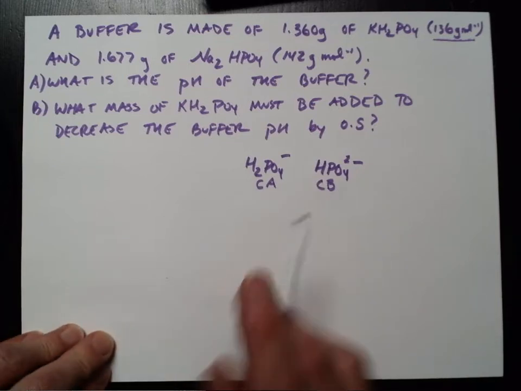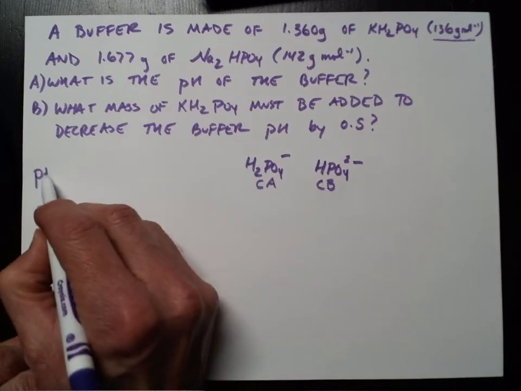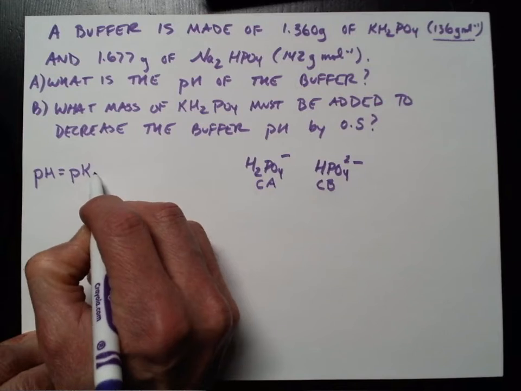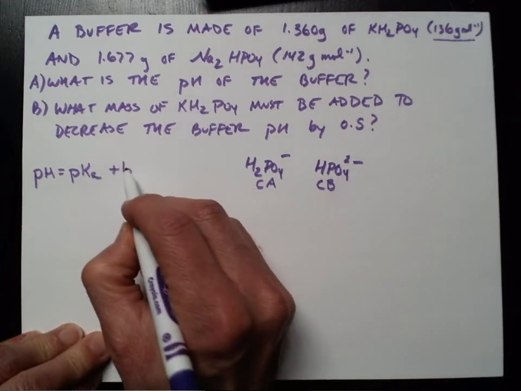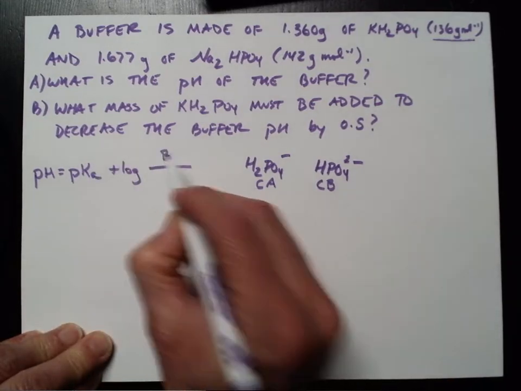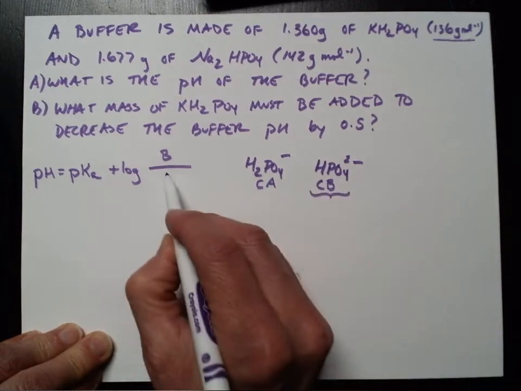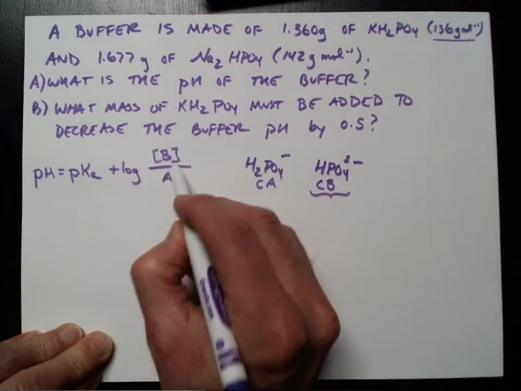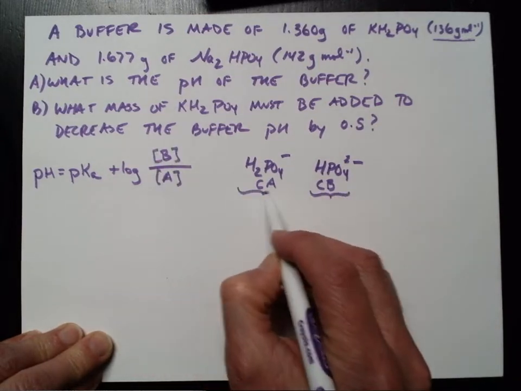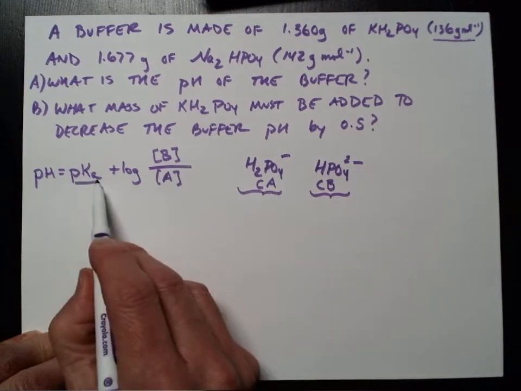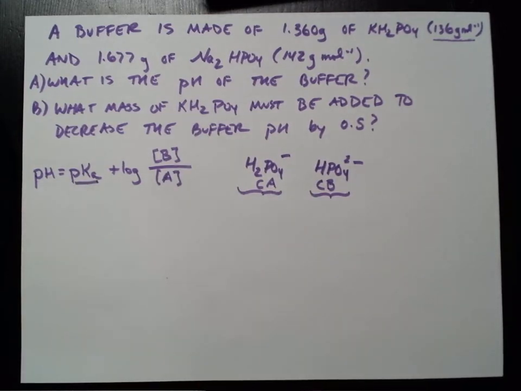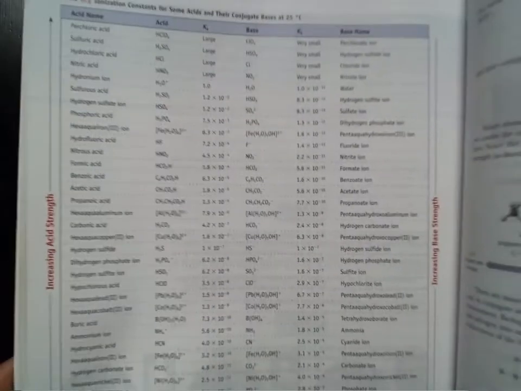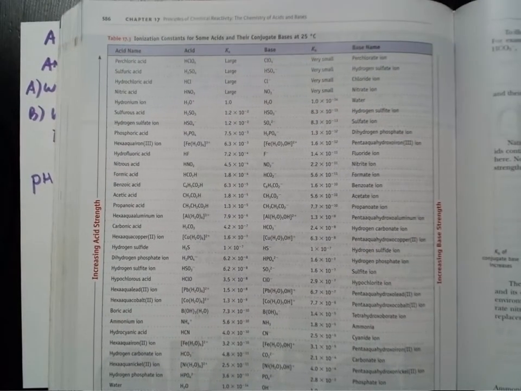This is going to be a buffer problem, where we're going to use pH is pKa, that'll be the pKa of the conjugate acid, plus the log of the base form over the acid form. And both of these will be in terms of concentration, of course. All right, so I need this pKa. This problem didn't give it to me, so I'm going to pull out my book and check this out.